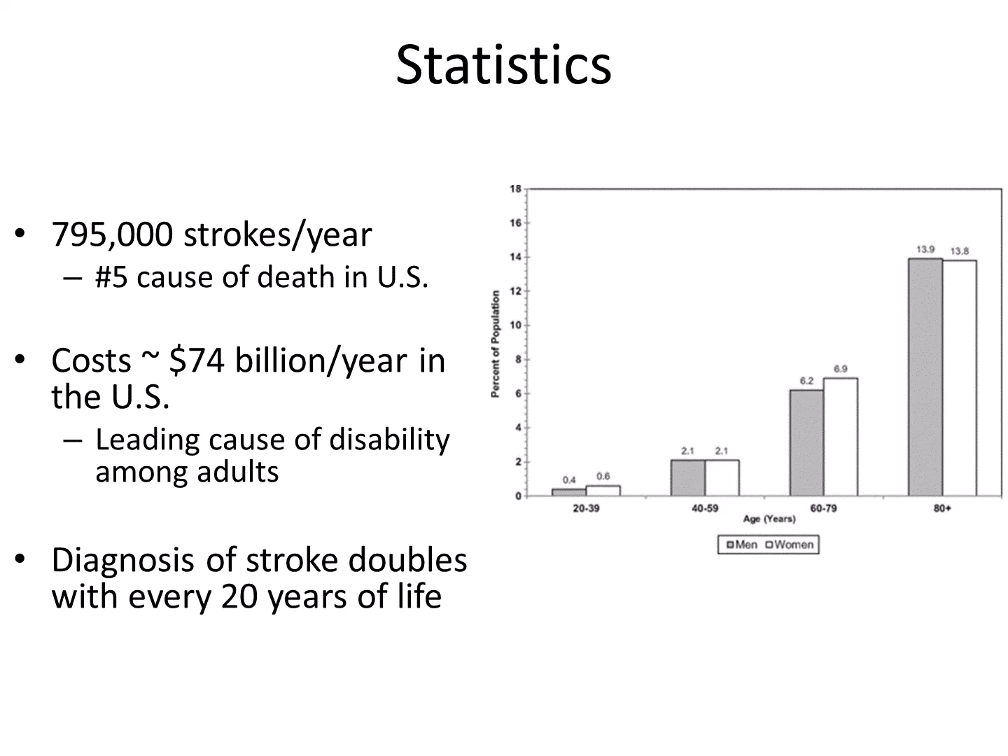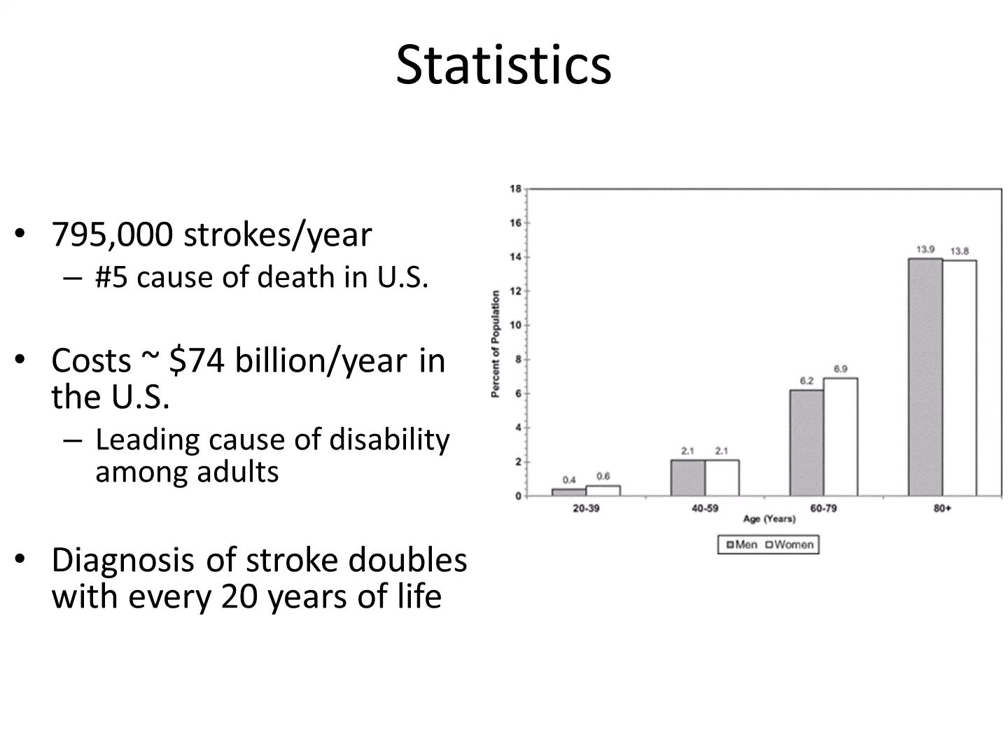Just some basic statistics. There are about 795,000 strokes per year in the United States, and stroke is the number 5 cause of death in the United States. It's also the leading cause of disability among adults. It costs approximately $74 billion a year in the United States.